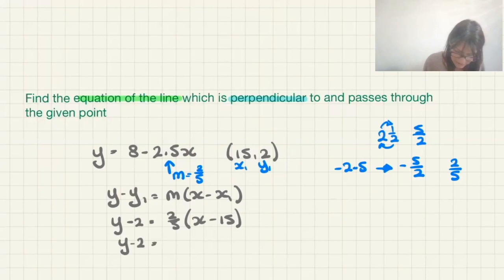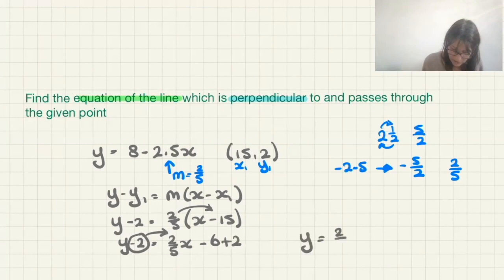So 2/5 times x is 2/5 of x, and then we've got 2/5 times 15. Well, 2 times 15 and then divide by the 5 is going to give me 6. It's a negative 6. Get rid of that minus 2 so that I've got y equals 2/5 of x, minus 6 plus 2, is minus 4.